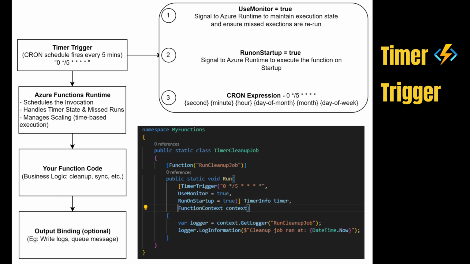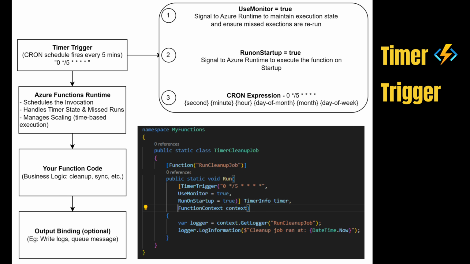If needed, we can specify an output binding. The output binding can be any of the resources that we have discussed earlier. It could be a blob, an Azure table, a SQL database, a Cosmos database, an event grid, service bus, event hub, or any other Azure resource. That is what the output binding could be in this particular timer triggered Azure function.